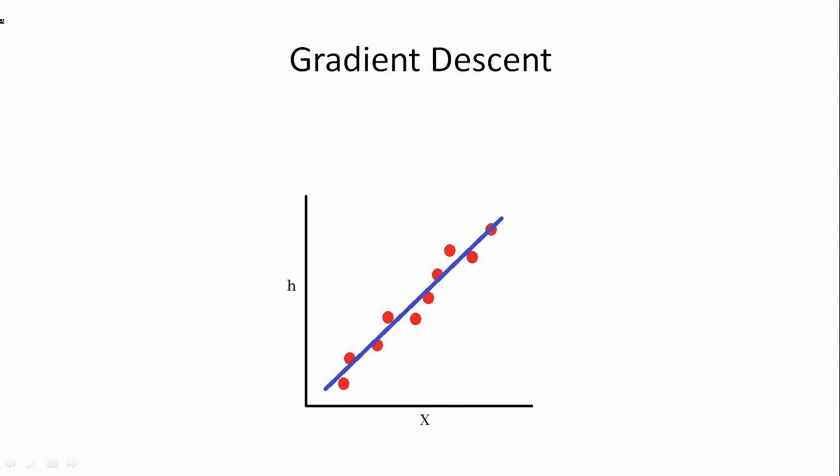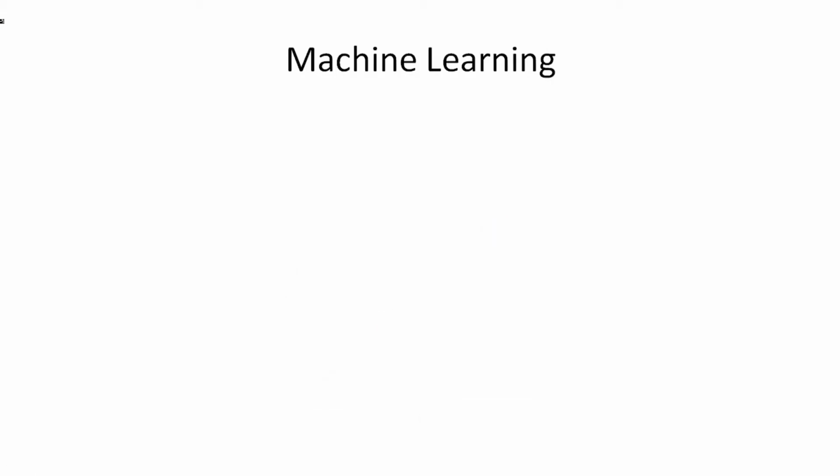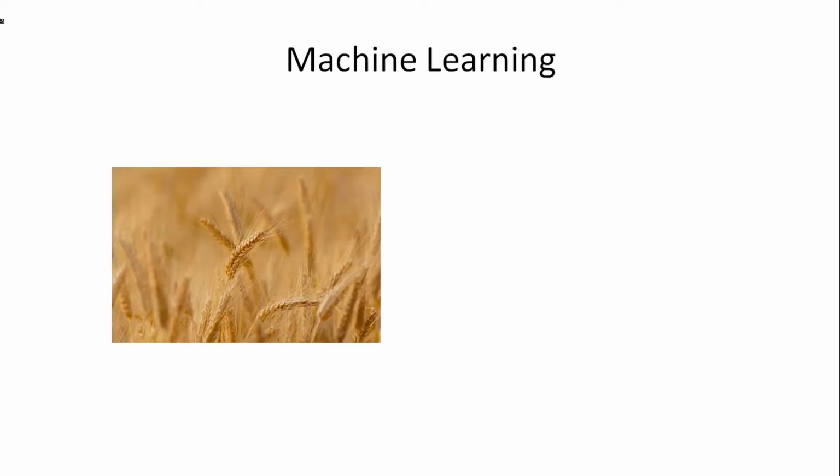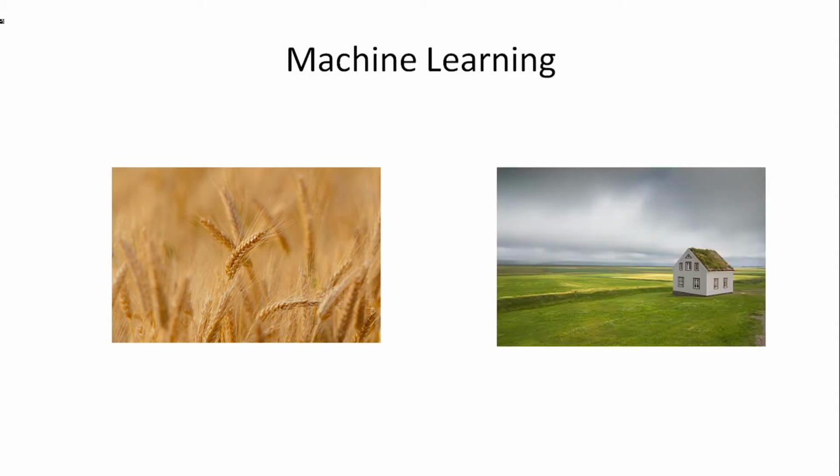So in this video, we'll learn about gradient descent. Now the gradient descent is basically a part of machine learning. Now the machine learning is generally used for predicting something, like predicting the farm output given the area of the farmland, or predicting the price of real estate property given its area.